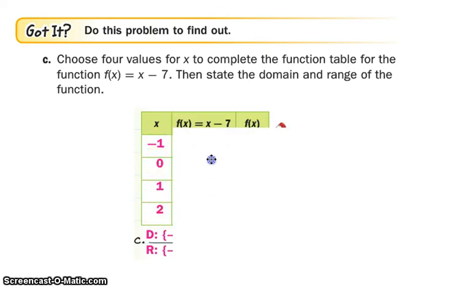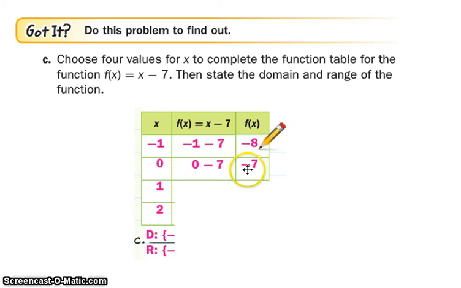Here, and I'll even pull this down to help you get your table going. So go ahead and make your table and complete it. Go ahead and pause the video and then we'll check it when you're done. Alright, so if we plug negative 1 in, you should have negative 1 minus 7, which is negative 8.